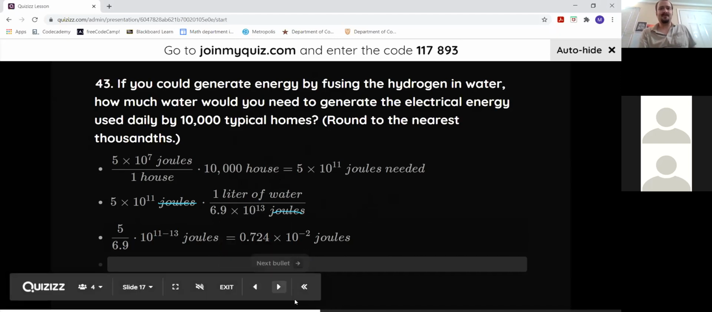And I didn't write it, but if you wanted to, you could annotate and write all this over 1. If it's confusing you, maybe put this over 1. But this 5 is on top. The 6.9 is on bottom. So at some point, you should have really divided 5 by 6.9. If you didn't multiply by this 10,000 first, these numbers would be a little bit different.